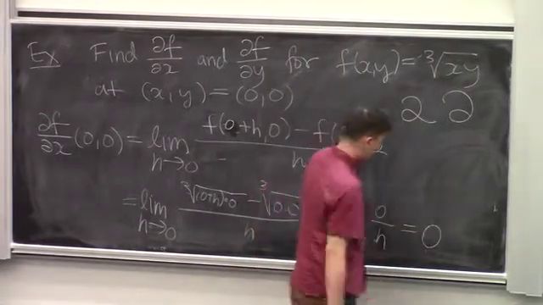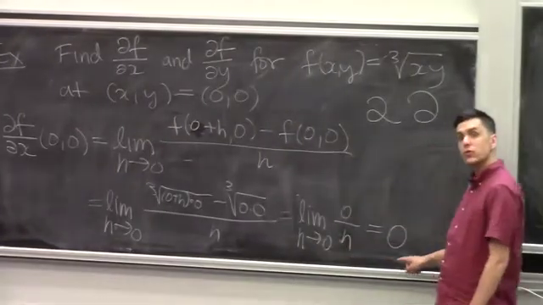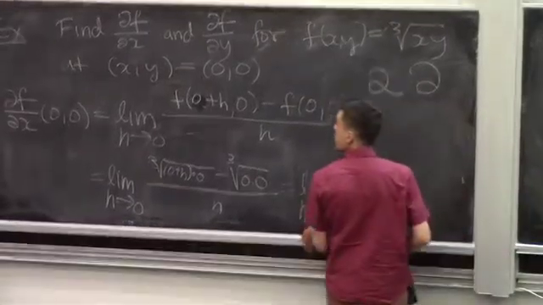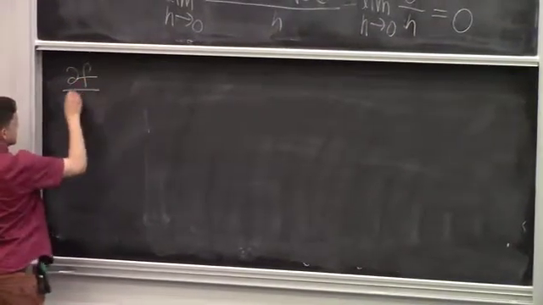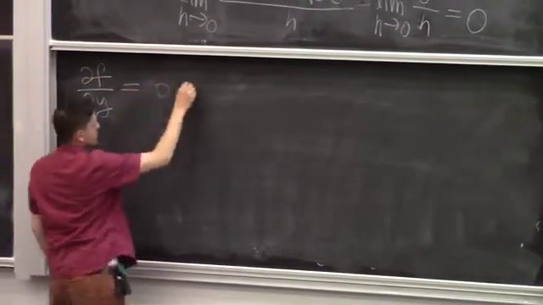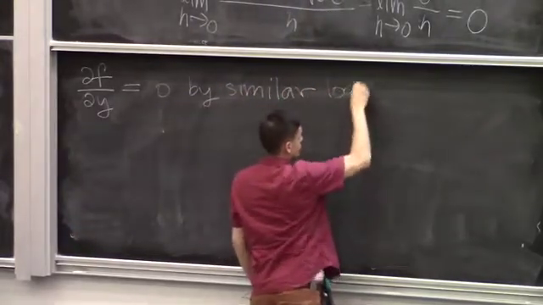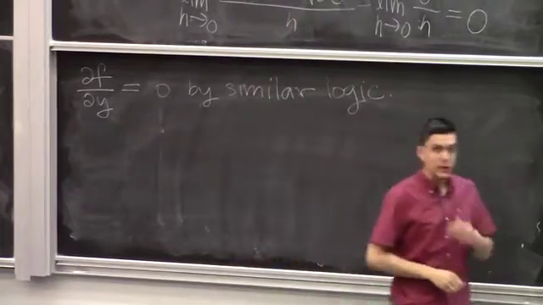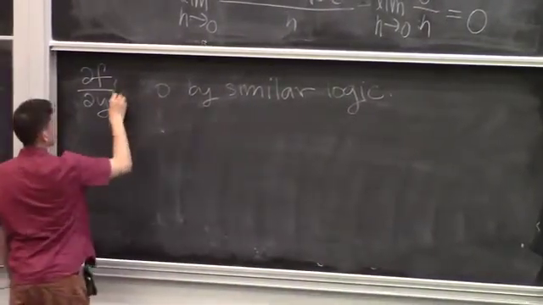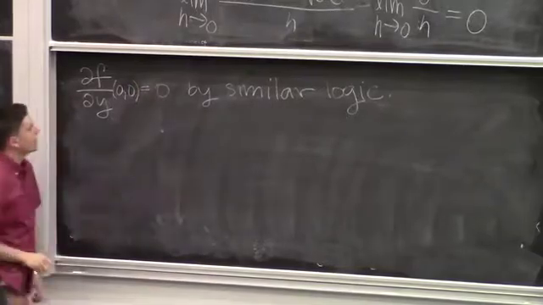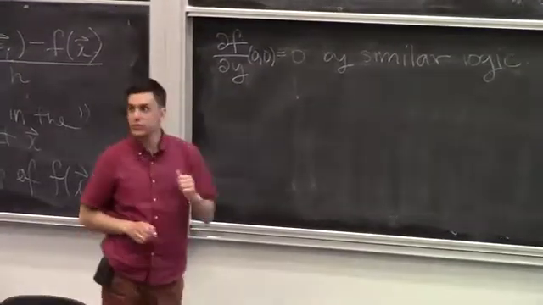Okay, so for every value of h, this thing's equal to 0, so the whole thing limits to 0. Okay, in exactly the same way, we get that the derivative at y will also be 0.